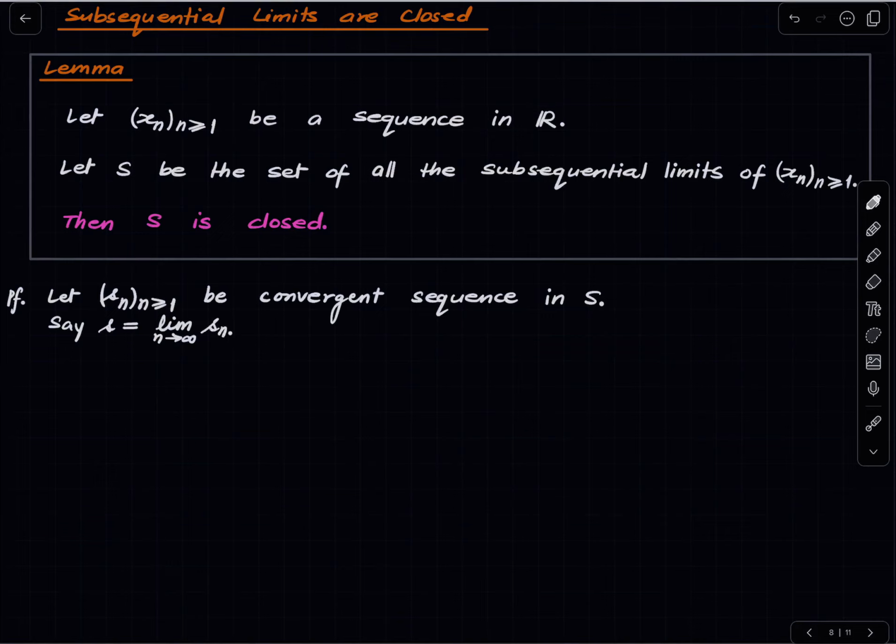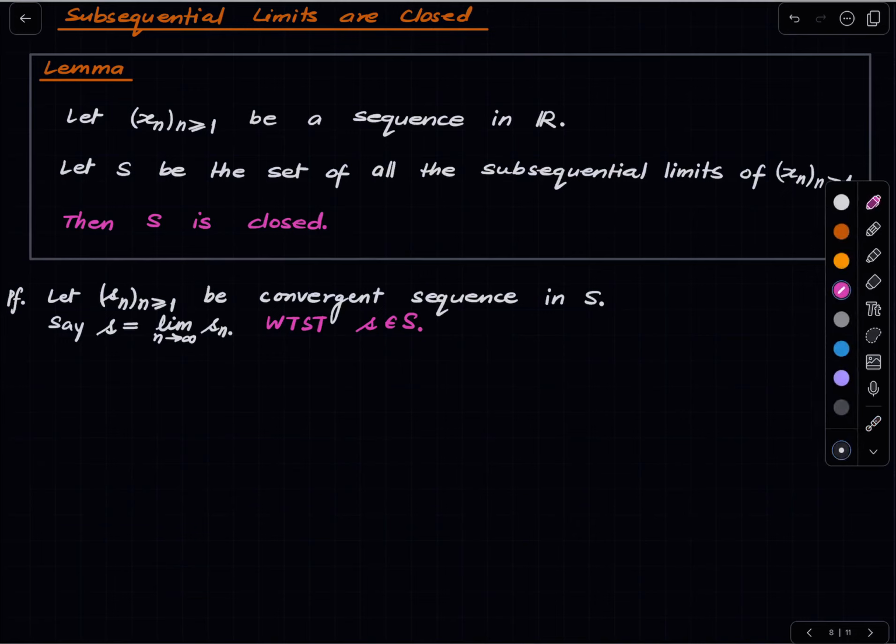And we want to show that s is in capital S. So it suffices to show that s is in capital S. And once we do this, we will have established that S is closed because of the previous proposition. Okay, so this is our goal.